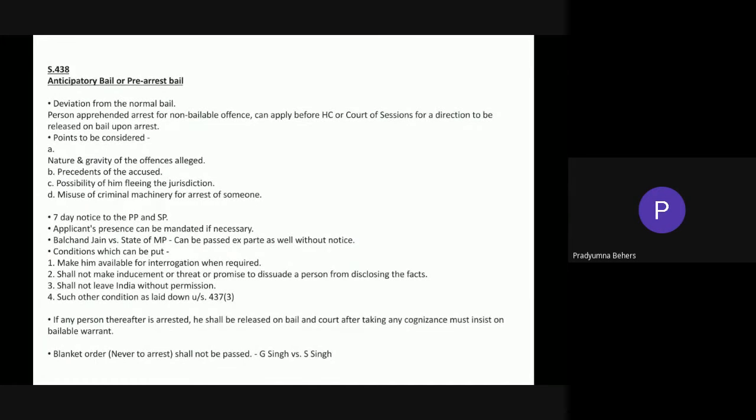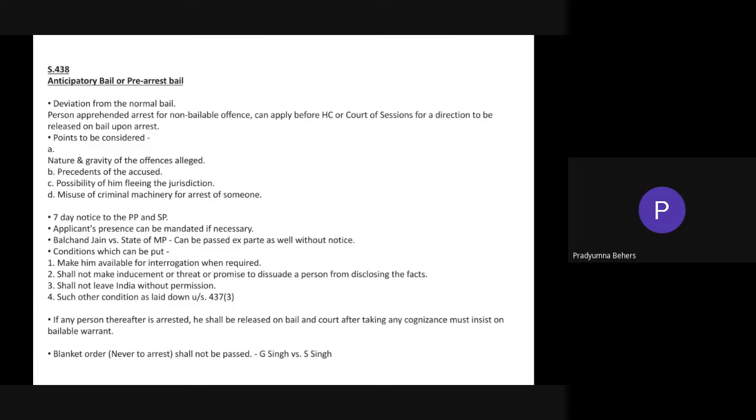Conditions which can be put here are that he shall make himself available for interrogation when required, and he shall not make any inducement, threat or promise to dissuade a person from disclosing the facts. He shall not leave India without permission, or such other conditions as laid down under section 437. So all these conditions can be imposed. If any person thereafter is arrested, then he shall be released on bail, and the court, after taking cognizance, must insist on bailable warrant.